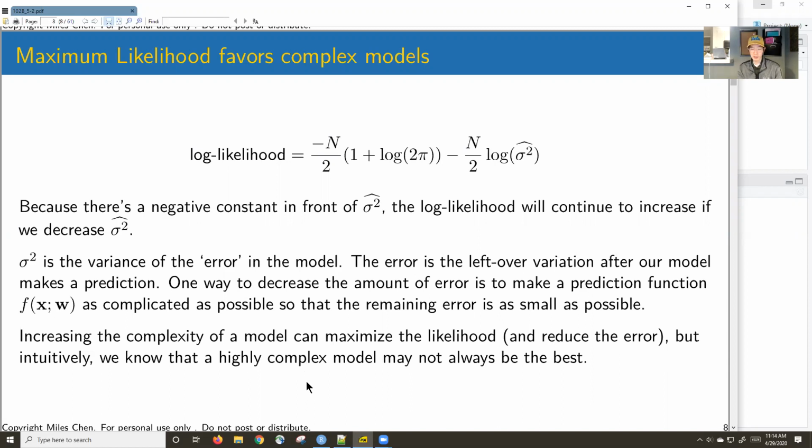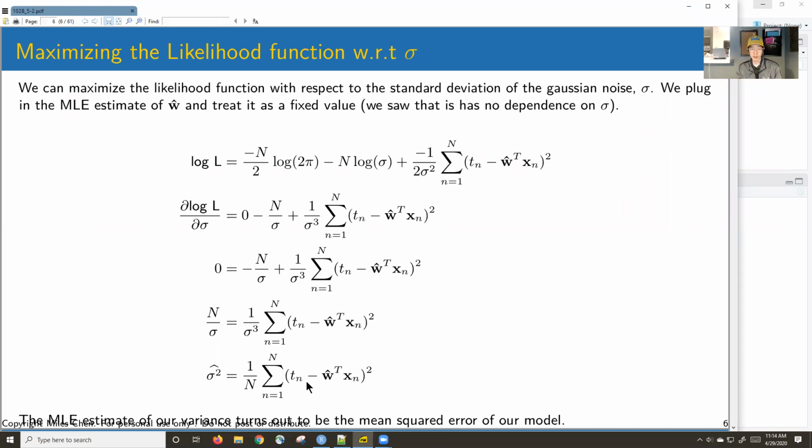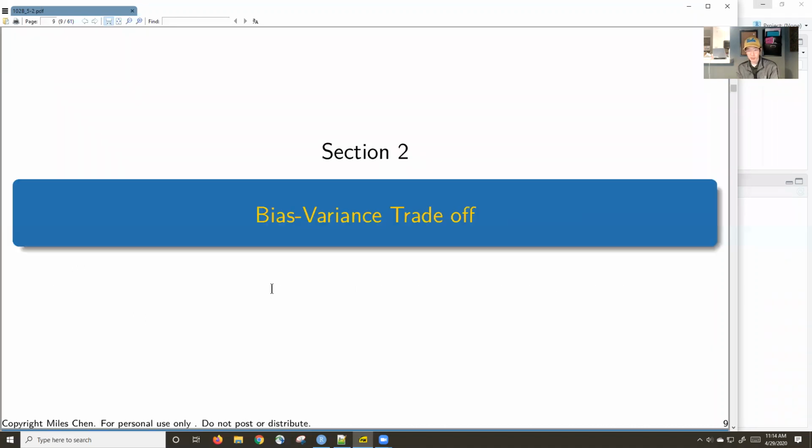So all I've done so far is work through maximum likelihood estimation to come up with an estimate of sigma squared hat, and we said that turns out to be the mean squared error, MSE. And now we're saying, if you look at the log likelihood function, you can maximize it by making your model more complicated. All right, so I'm going to cover the bias variance trade-off.